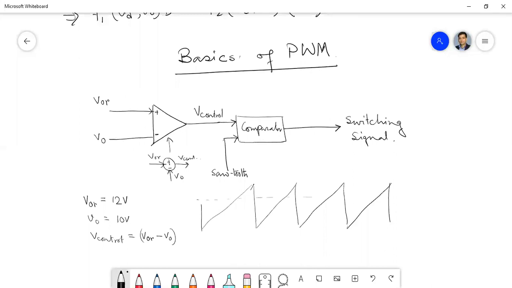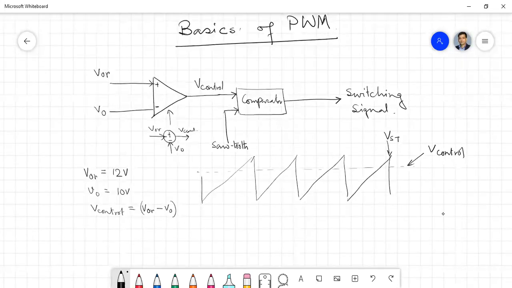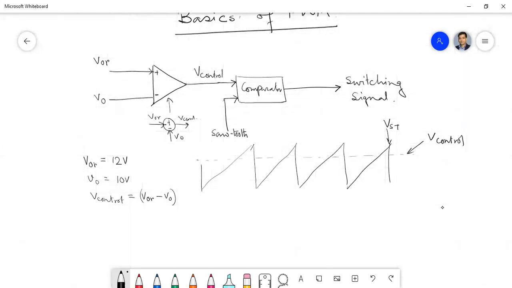Suppose this is the control, so this is your V sawtooth and this is your V control. These two you are comparing. Okay. Now the logic is, you have to set a logic here. What is the logic? The logic is when the control is more than your sawtooth waveform value, you want to send a switching pulse, switching signal, or positive pulse.